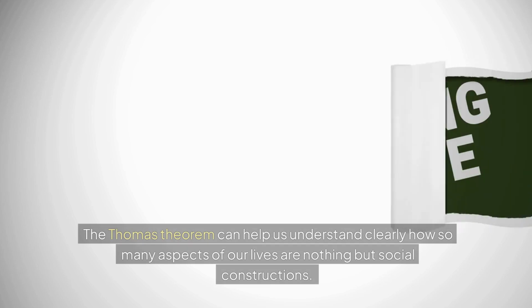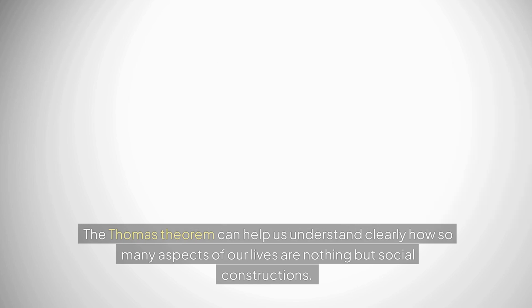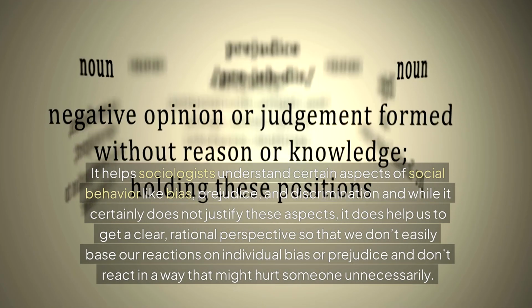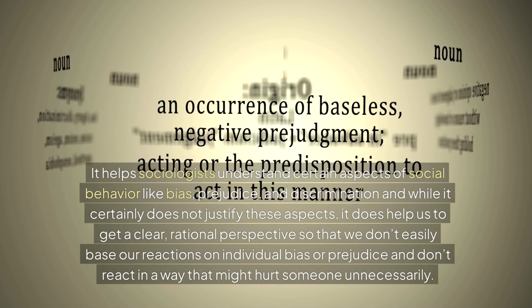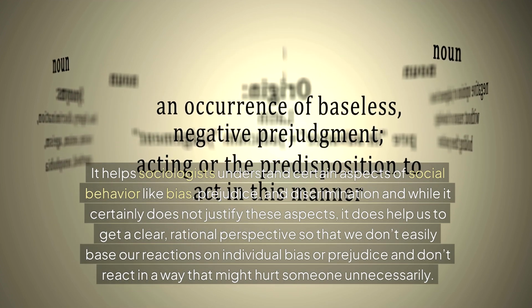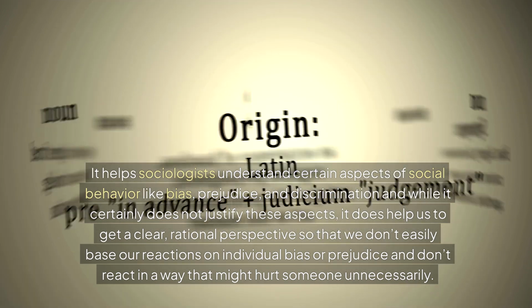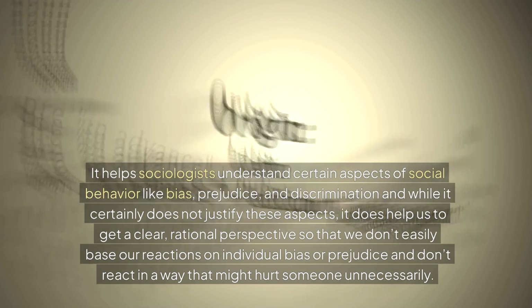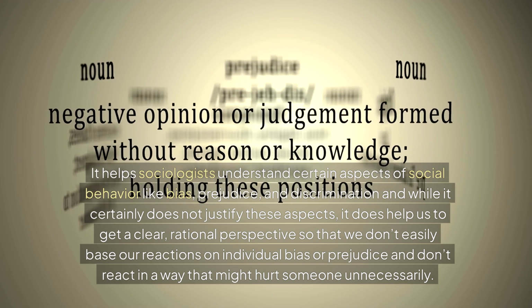The Thomas theorem can help us understand clearly how so many aspects of our lives are nothing but social constructions. It helps sociologists understand certain aspects of social behavior like bias, prejudice, and discrimination, and while it certainly does not justify these aspects, it does help us to get a clear, rational perspective so that we don't easily base our reactions on individual bias or prejudice and don't react in a way that might hurt someone unnecessarily.